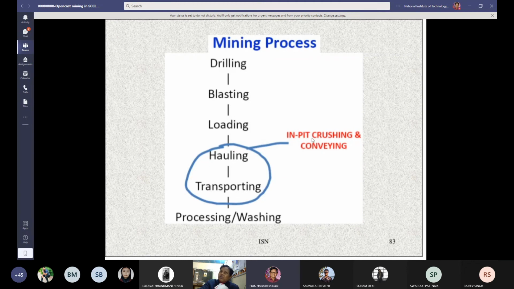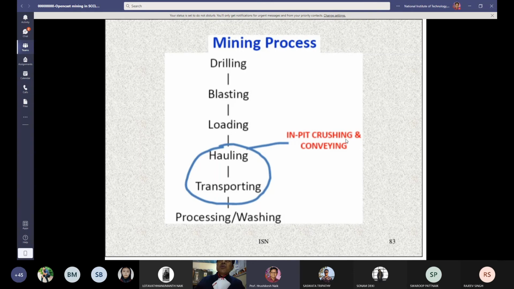So if you are going for a conveyor, then the material size should be such that it can flow very easily on the conveyor belt. For that purpose, you have to go for crossing the material. Boulders cannot be taken by the conveyor system. So you have to cross the material. So that is called your in-pit crossing and conveying system.